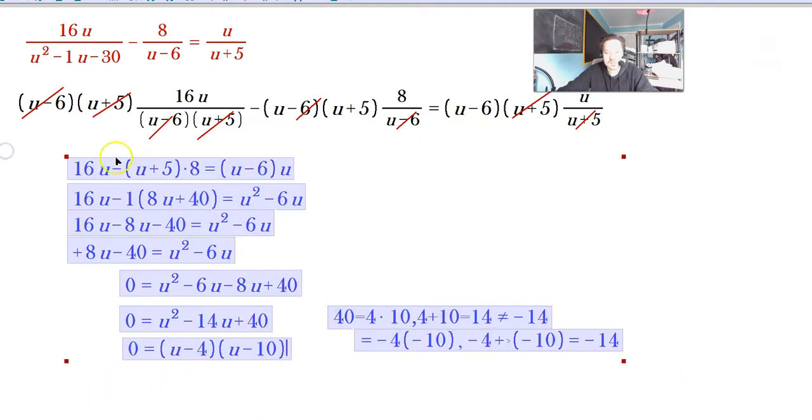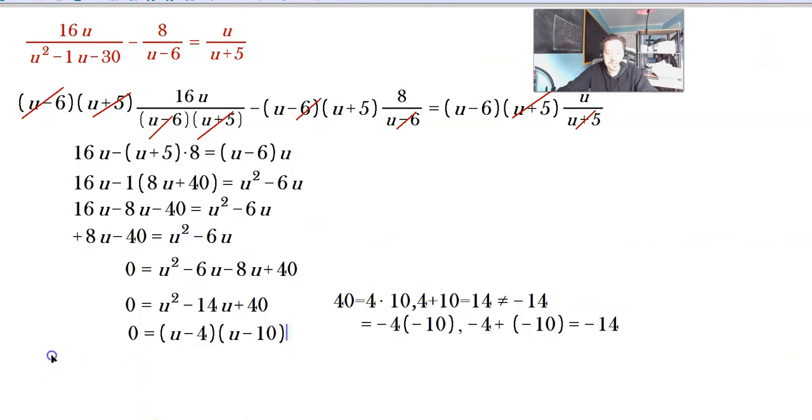Let me move all this work up a second, like this. Alright, so you're going to have either u minus 4 is equal to 0 as a possibility, or u minus 10 is equal to 0 as a possibility. Here, just add 4 to both sides. So u is equal to 4 is a value, and then here u equals 10 is a value.